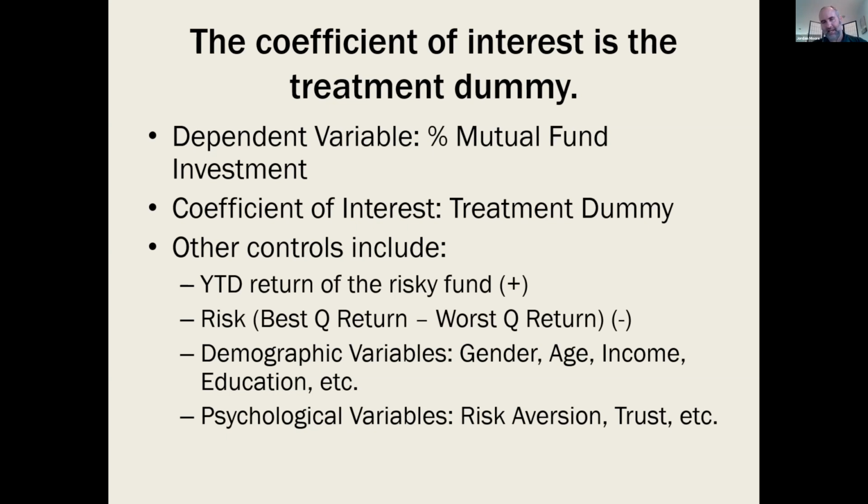We expect to see a negative implication of risk, which I measure using just the maximum minus minimum quarterly return. And we expect some differential with regard to demographics, such as gender, age, income, education. These have all been shown to predict investment behavior. We expect some implications of psychological variables, which we asked about as well, things like risk aversion and degree of trust in the markets. That's what we expect to influence willingness for stock market participation as well.